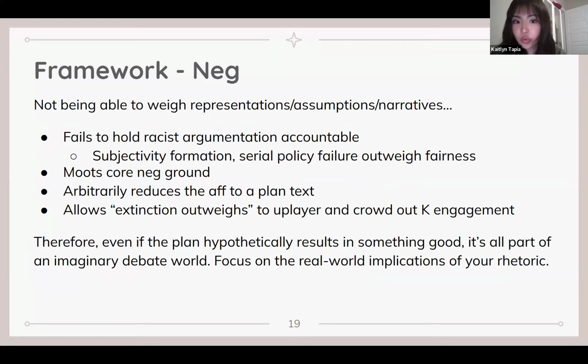One is that it fails to hold racist argumentation accountable, right? So in a world where the AF can say whatever they want and they can outline any intent, any assumptions, as long as they prove that there is a net beneficial consequence to the affirmative, then they can still win the debate round, right? And not to get too political here, but I think an easy way to illustrate this notion is Donald Trump saying that immigrants eat dogs and cats, and then proceeding to use that as a justification for strengthening border policy, right?